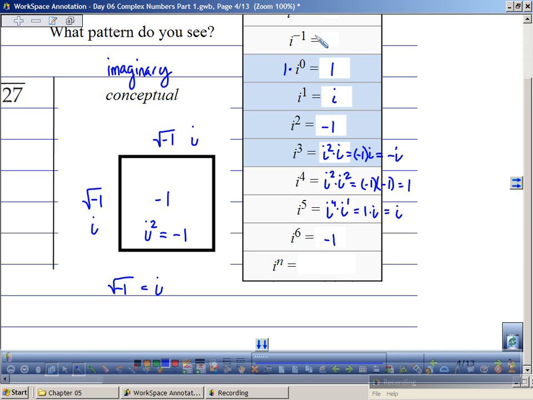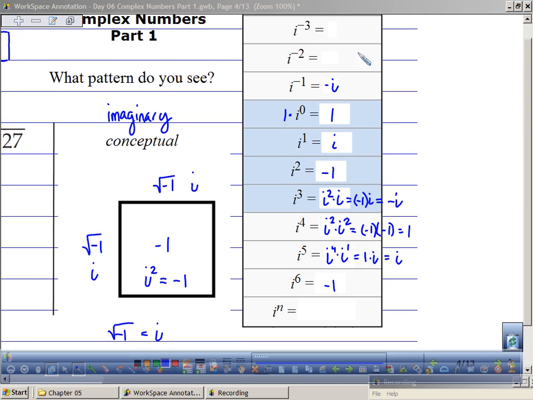So what would this one be? Negative i. And what would this one be? Negative 1. And what would this one be? Yes, you guys got it. Okay, so as long as you know this basic pattern right here, you're good.